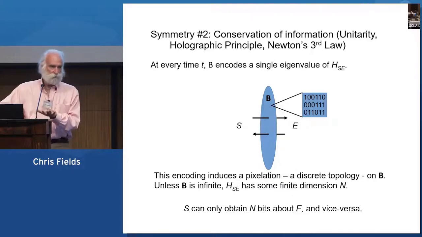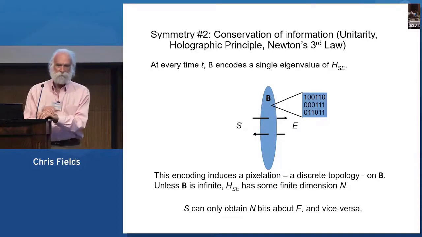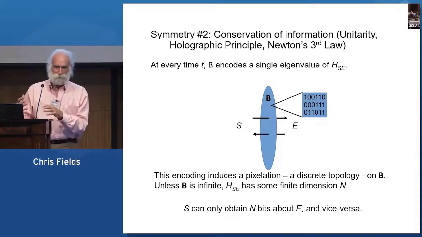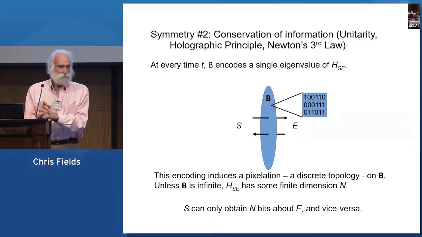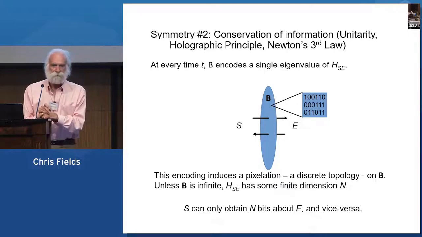But what this does, by requiring a finite information capacity, is it induces a pixelation on this boundary. So that creates a discrete topology mathematically. And it gives it a finite dimension. And we know exactly what that dimension is. It's the dimension of the interaction operator, which I've called HSE. That's just a Hamiltonian operator.